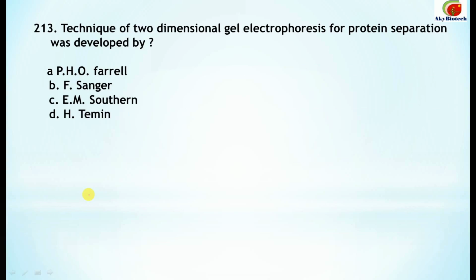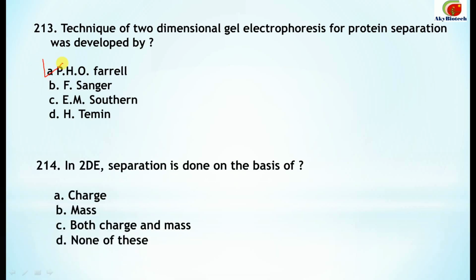213. The technique of two-dimensional gel electrophoresis, that is 2D gel electrophoresis, for protein separation was developed by P.H. O'Farrell. This one is the correct one. 214. In 2DE, that is two-dimensional separation, separation is done on the basis of both charge as well as mass. C part is the correct one.